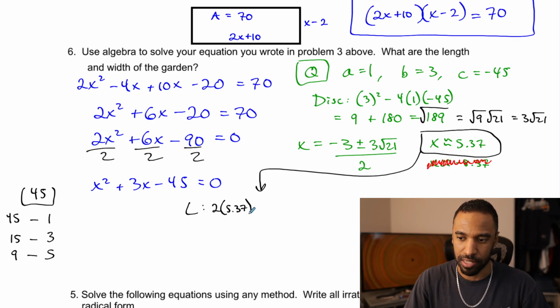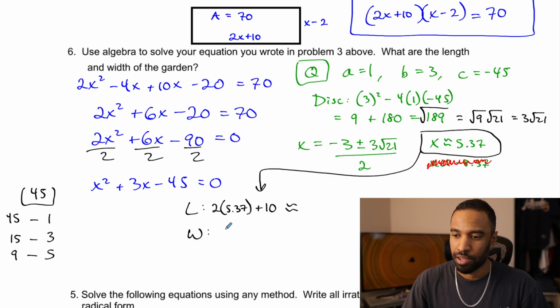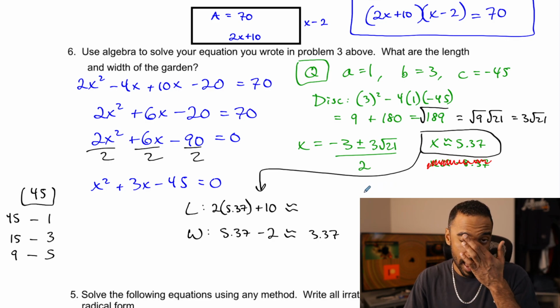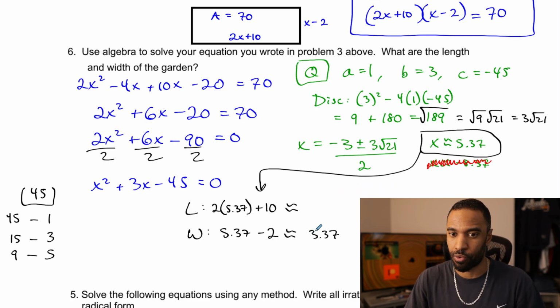Okay, so right here, when I use the exact 5.37, my length is going to be 2 times 5.37. Remember, it's not going to be exactly that. Plus 10, which is going to be about something. And my width is going to be 5.37 minus 2, which is going to be about 3.37. I don't need to calculate anything there. But I will show you what the exact one is and why I need the exact ones. So the width is about 3.37 feet.